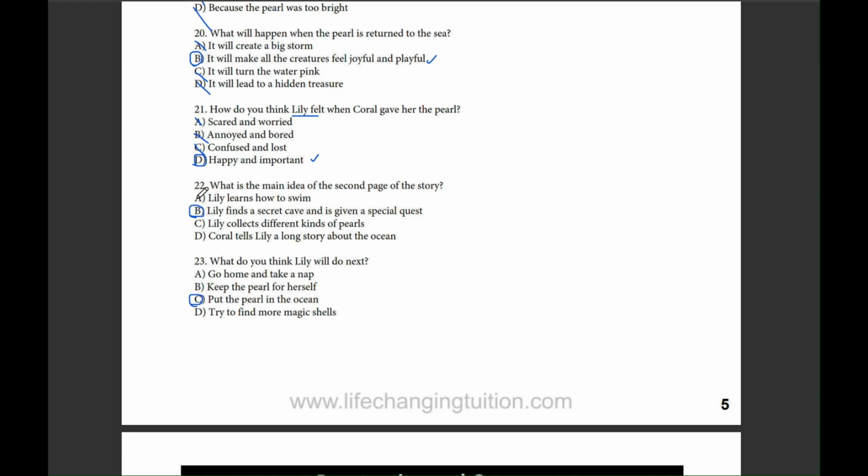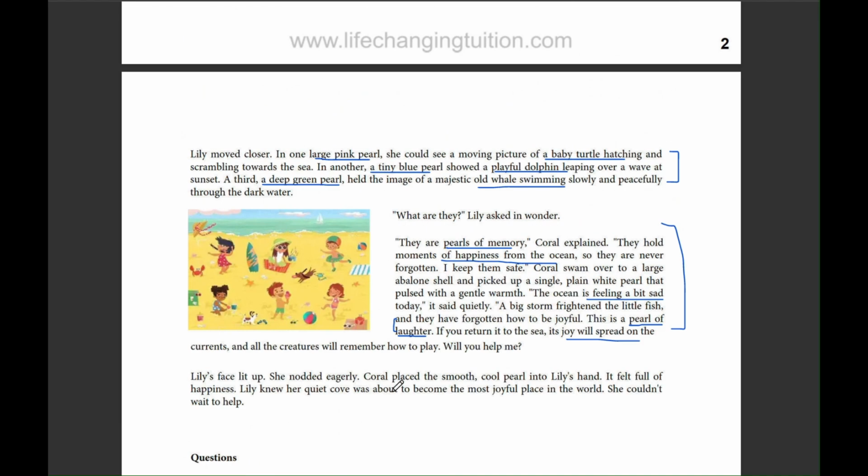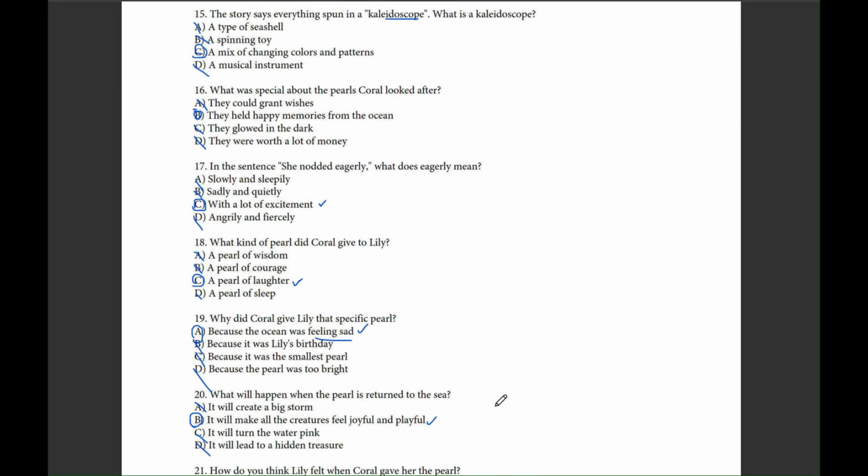Considering why not, A, C, and D are not the focus of that part of the story. The answer is B, secret cave and special quest. The explanation tells us that she enters the grotto and receives this mission.